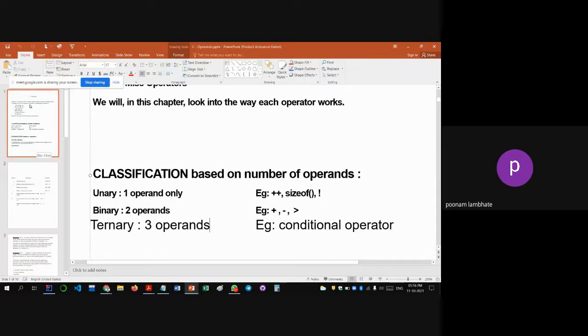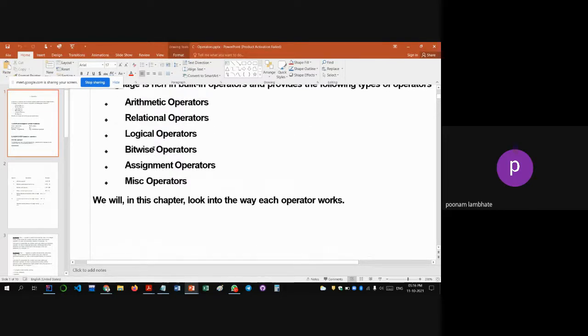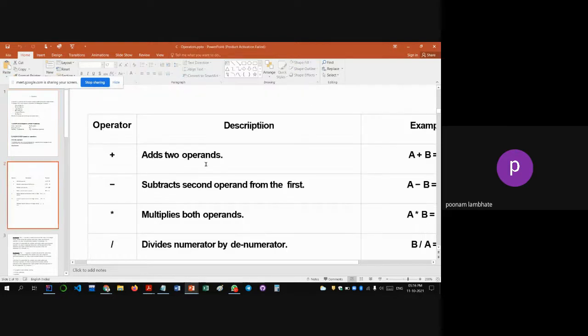And what is the other classification? The other classification is based on the operation: whether you're doing addition, subtraction, that is an arithmetic operation, or a comparison operation like a greater than b, a less than b, or maybe an assignment operation like a plus equal to b. So based on that, there are two classifications. We'll see some examples now.